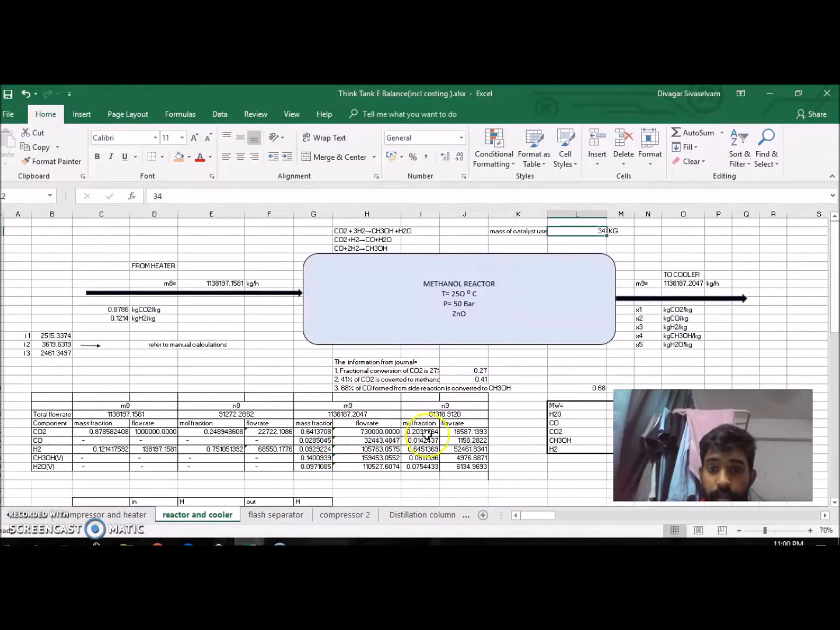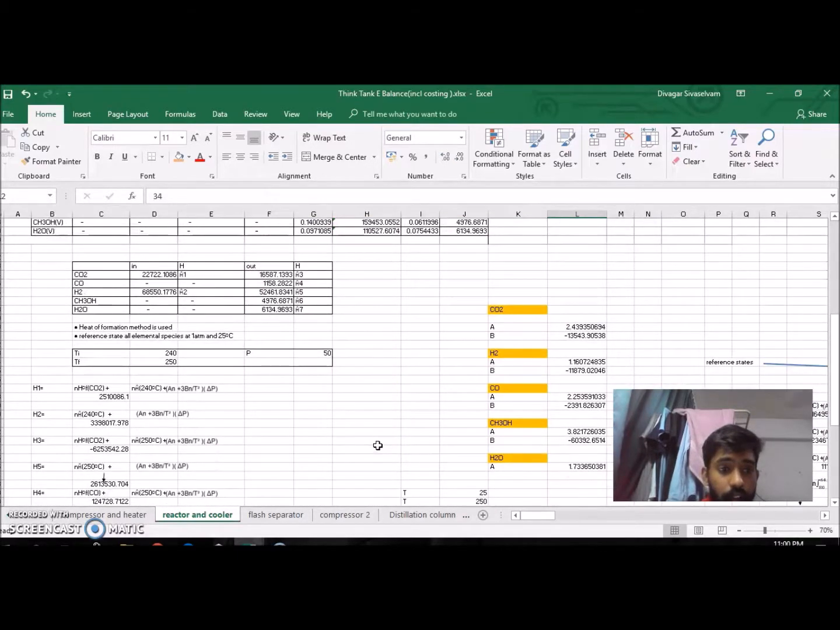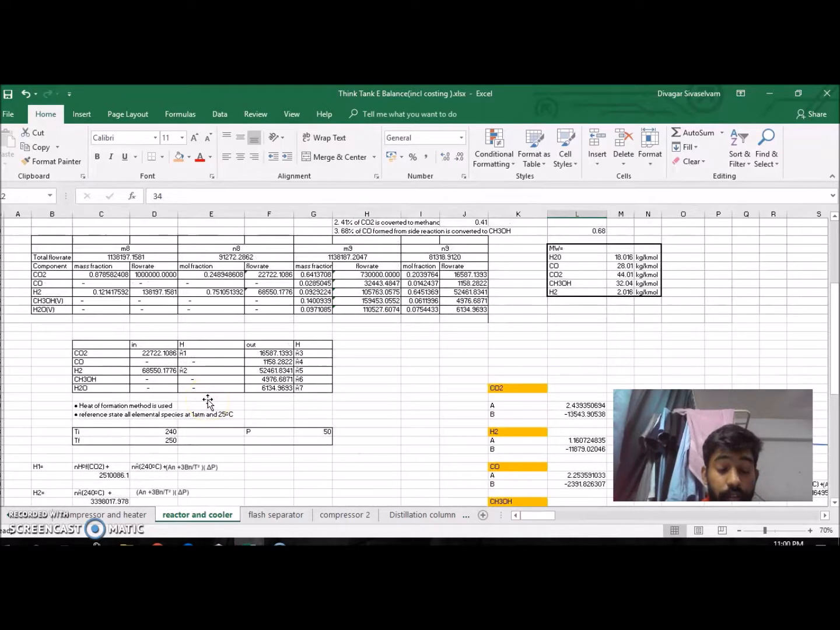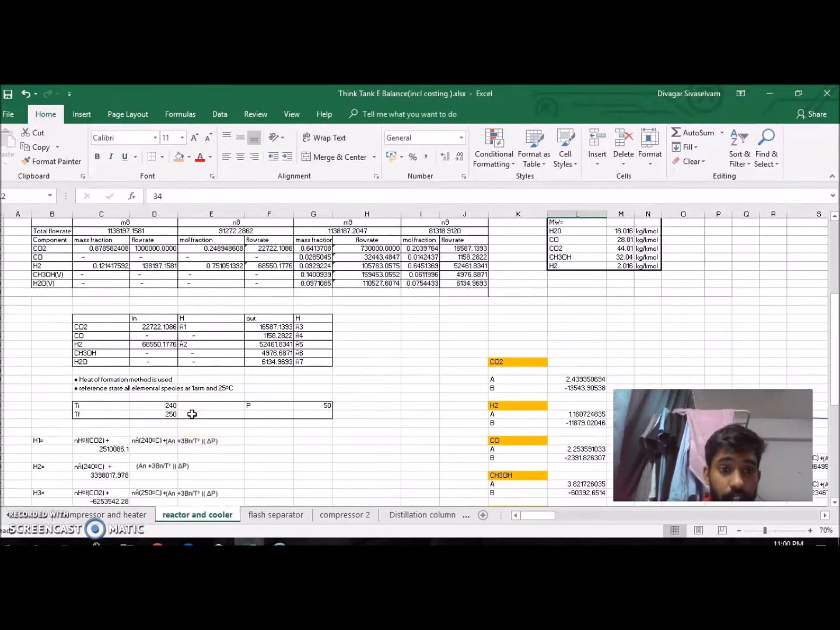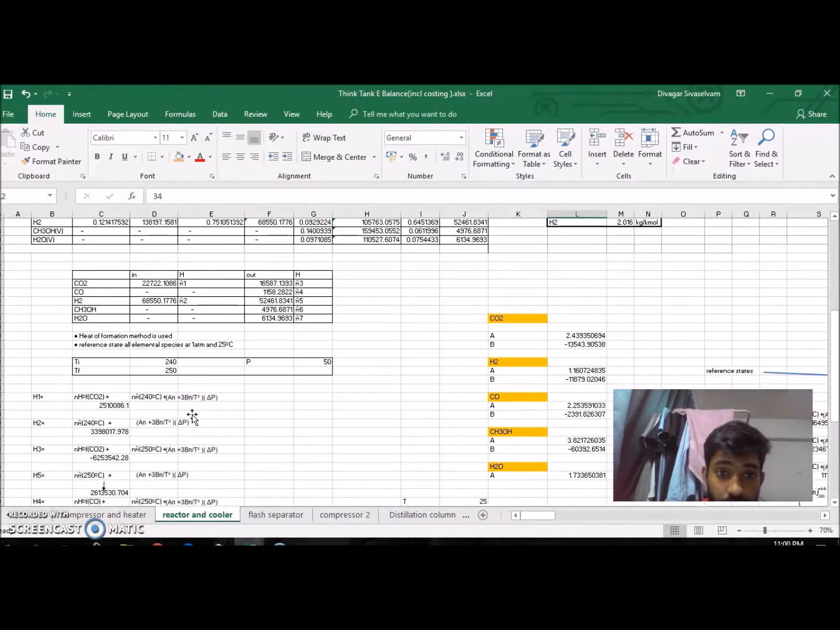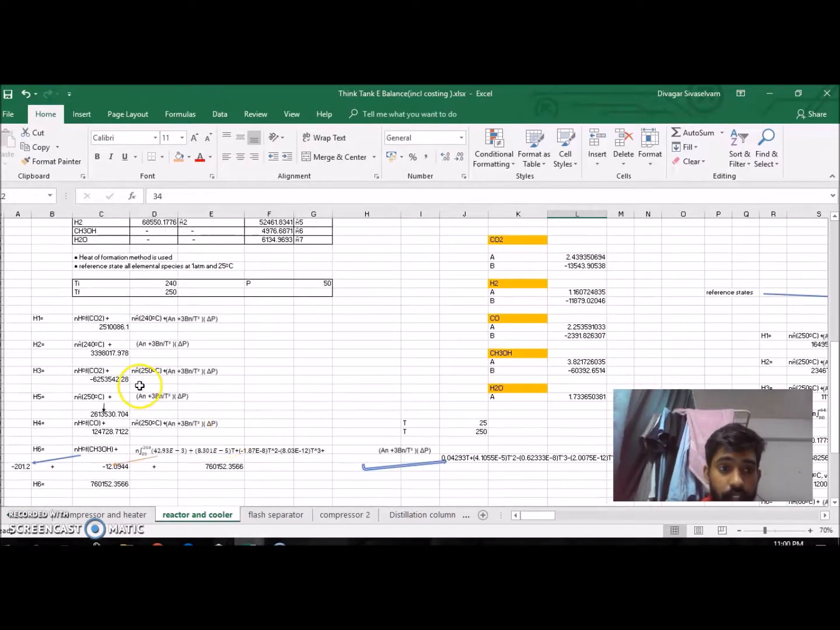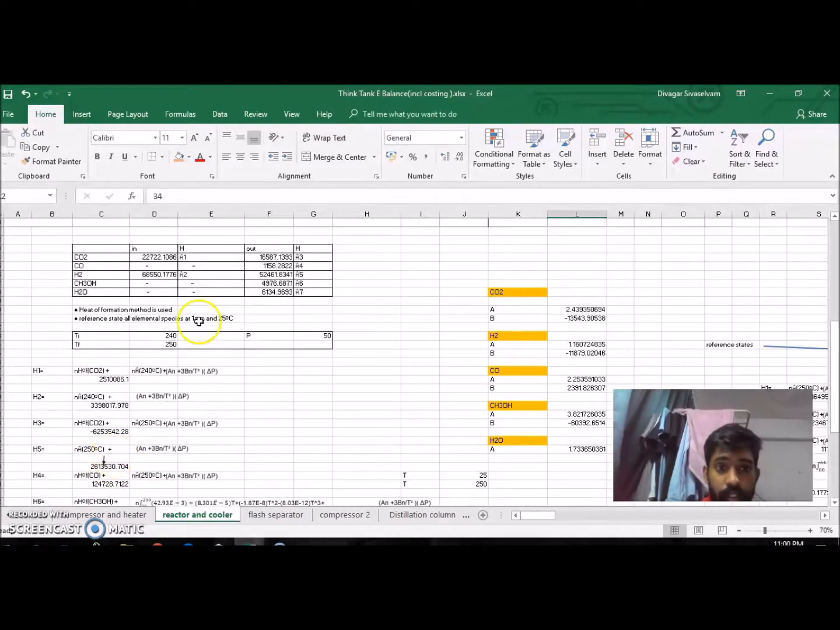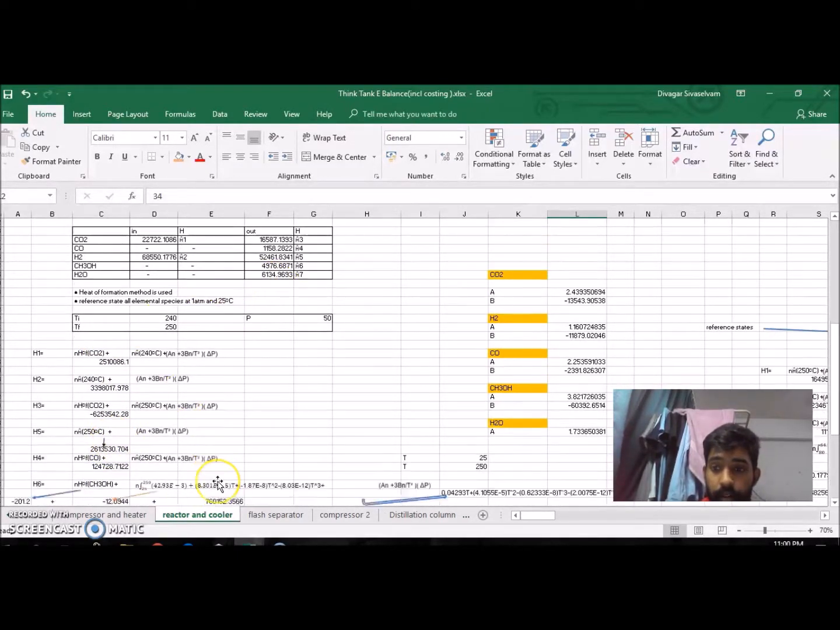Next, moving on to the reactor, the methanol reactor. These are the basic informations for the methanol reactor. And after that, there are a few other reactions. Before that, I want to state the method used to solve this energy balance. First, heat of formation of methanol is used, with reference state elemental species at 25 degrees Celsius. The heats are calculated H1 to H6 as stated in the table.